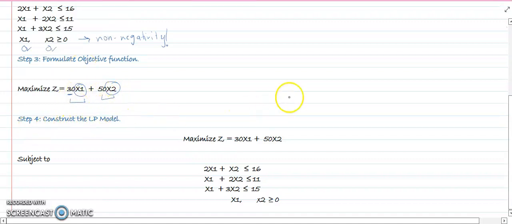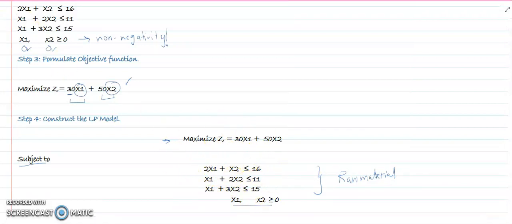Now step number 4, we have to construct the model. In the model, what you have to do is just bring all the equations onto one platform. So first you put the objective function that we have just derived. This is the objective function, which is always subject to the restrictions. Restrictions are only from the raw material. So here all the equations we have put together: equation 1, 2, 3, and the last non-negativity equation. So this is the objective model.